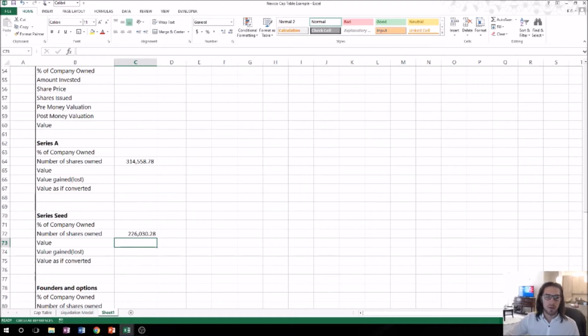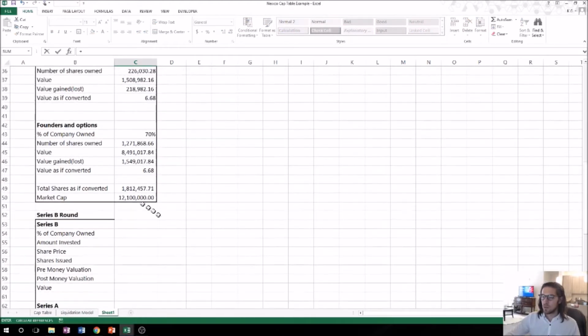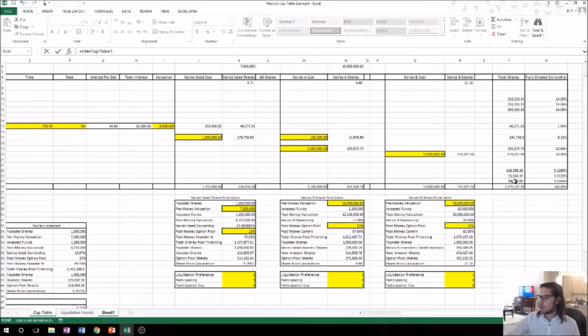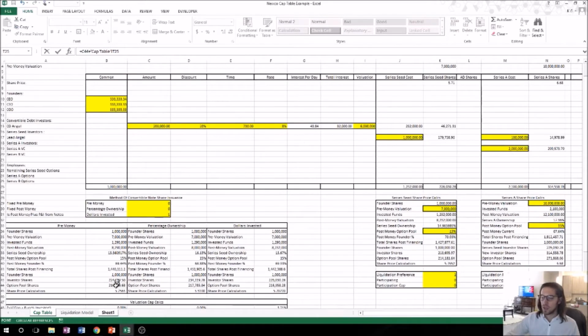So after that, we're going to go down to the founders and options and do the number of shares owned for them, which would be what they had in the last round, plus the options issued in this round, which is the final option number, the 83,651 right there. So that's Series B options.